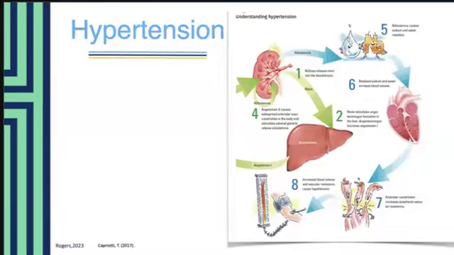Both diabetes and hypertension can contribute to atherosclerosis through different mechanisms. If we think of diabetes, it causes dyslipidemia, inflammation, and endothelial dysfunction, whereas hypertension leads to endothelial injury and the oxidative stress that we mentioned.